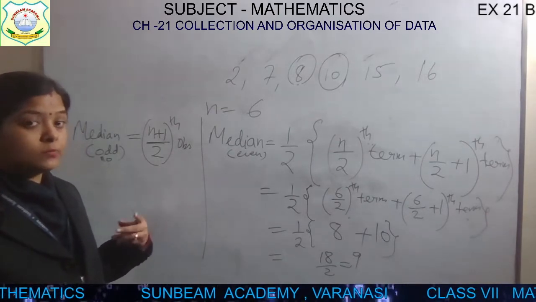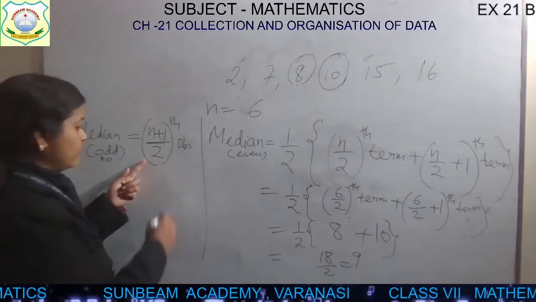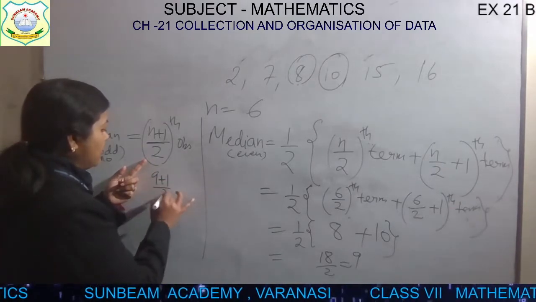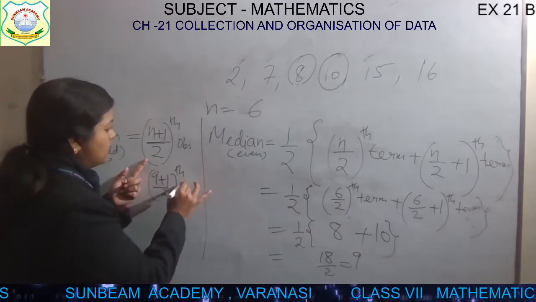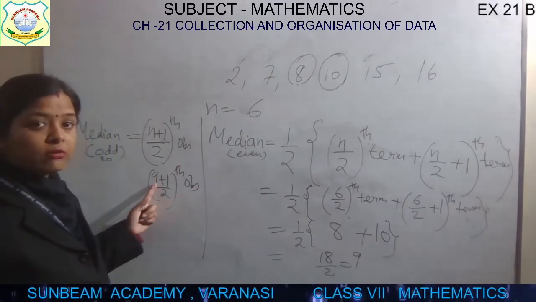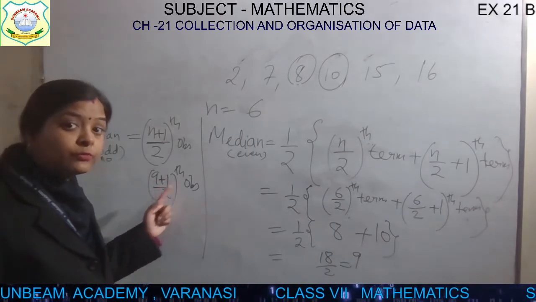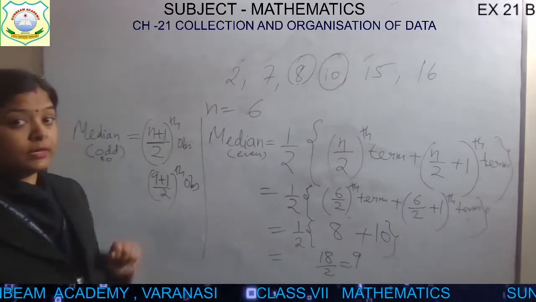Suppose there are 9 observations in the question. 9 means odd, so we will apply this formula: 9 plus 1 by 2th observation. It means 10 by 2, which is 5. But the answer is not 5; you will see what the fifth observation of that particular data is.